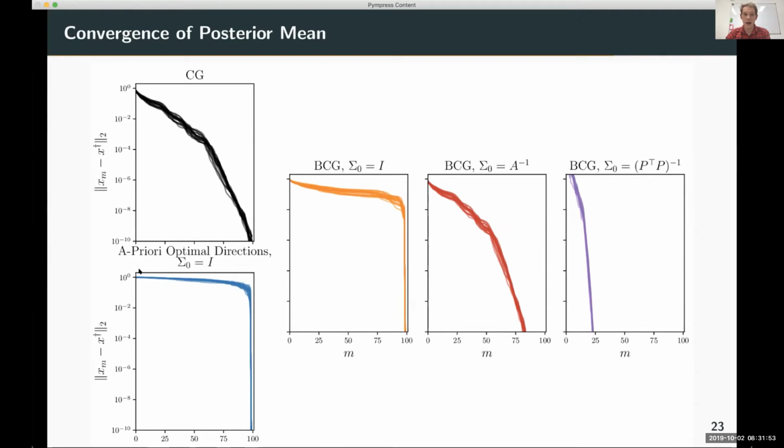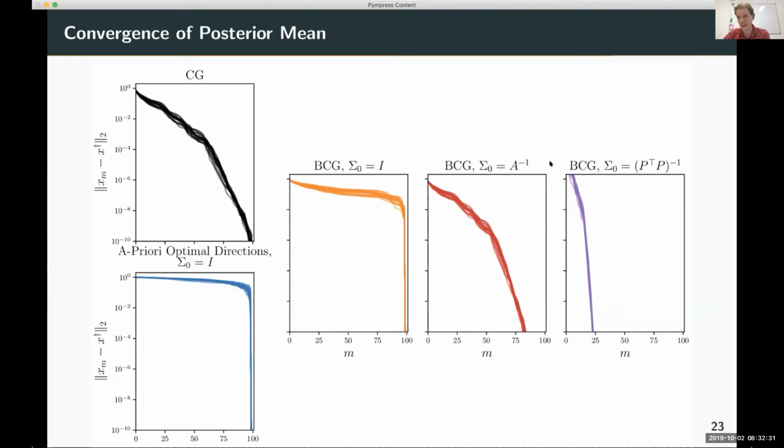That's more or less because the prior is so uninformative that the condition number that's controlling the convergence is just too large for convergence to be fast. But when we use these more informative prior covariances, we see an acceleration. When we have Sigma naught equal to A inverse, modulo some differences due to numerical implementations, which are discussed in the paper, the convergence rate is more or less identical to the convergence rate from CG. Whereas if we use this preconditioner prior, then we have a massively accelerated rate of convergence.